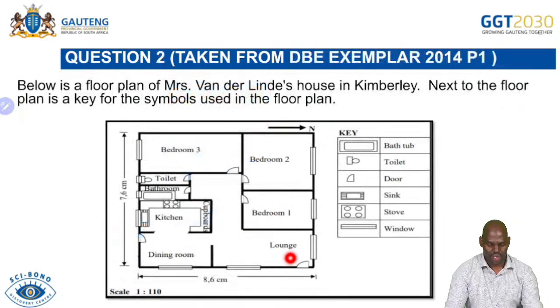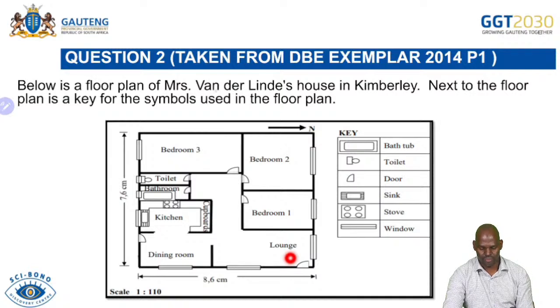Okay, and then the next question. This one was taken from the Basic Education Exemplar 2014, paper 1. Below is a floor plan of Mrs. van der Linde's house in Kimberley. Next to the plan is a key for the symbols used in the floor plan. So these are the keys. Remember, we discussed some of the keys at the beginning of the lesson.